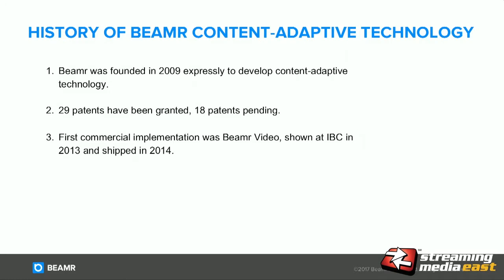Our first commercial implementation of a content adaptive solution was a product, actually it still is a product, called Beamr Video. It's been renamed Beamr Optimizer, but we introduced that product in 2013 at IBC, and we've been shipping it since 2014. So this is all just to give some validation, to help you see that we actually do know what we're talking about in this area. It is what our company focuses on.